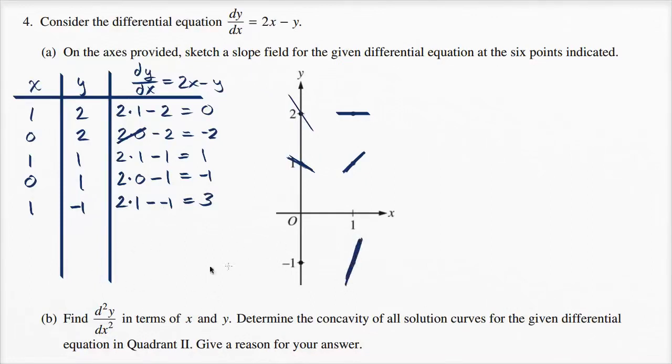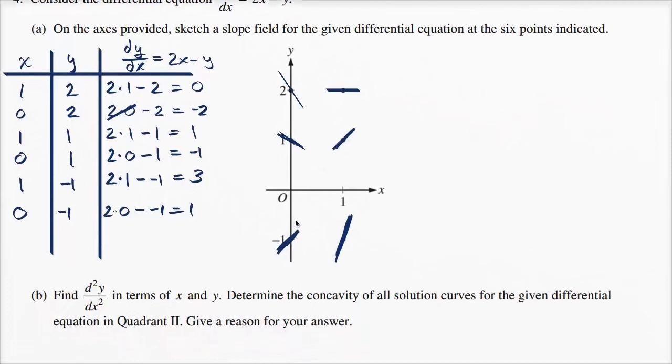And then finally, we have x is 0, y is negative 1. It's going to be 2 times 0 minus negative 1, which is going to be equal to a slope of 1, which is going to look like this. It should be parallel to what we have right over there. And we're done. All right, let's do part B now.